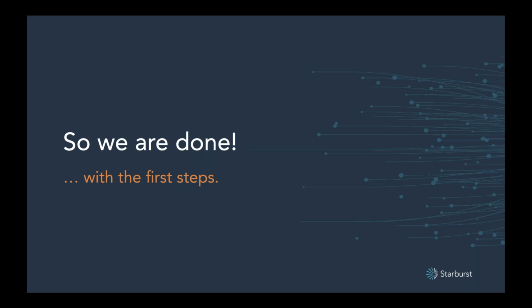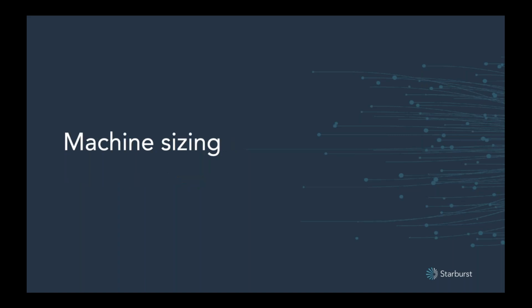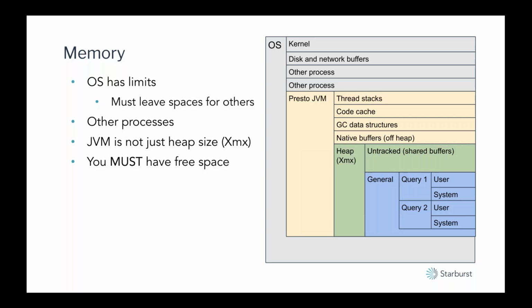So huzzah, we're done, right? No. We know the total amount of CPU and the total amount of memory, but we don't have computers that big, so we have to figure out how we divide those into individual machines. All right, so I'm going to dig into some things that are important to understand about machines and how they affect Presto, from the Presto perspective.